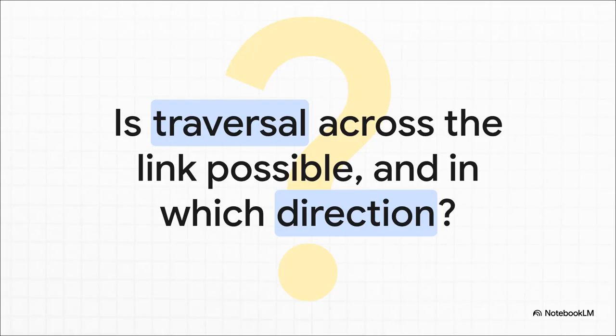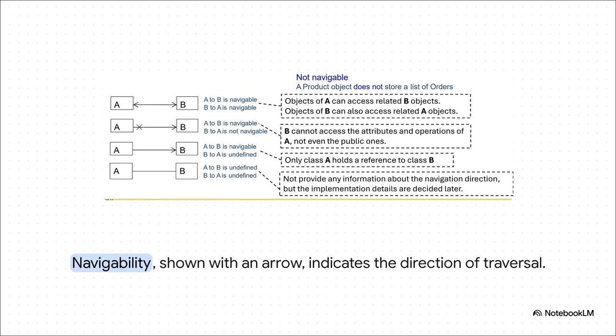All right, the next big question we need to ask is about data access. If I have an object of one class, can I get to the object it's linked to? This whole concept is called navigability. Navigability is shown with an open arrowhead right on the association line. So if you see an arrow pointing from class A to class B, that means an object of class A can access or traverse to the object of class B that it's linked with. If you think in code, this usually means class A has a reference or a pointer to class B. And if there's no arrow, well, that means traversal in that direction is either not allowed or it's just not specified by the model.